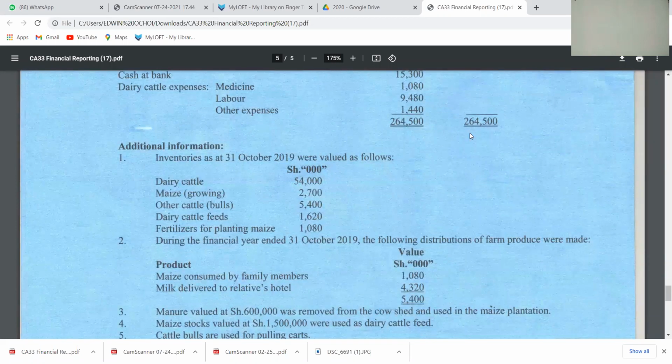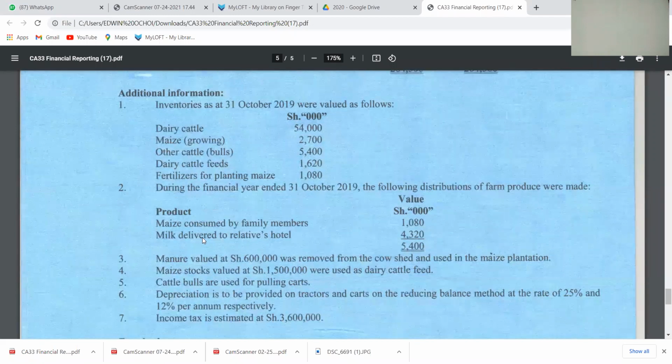Additional information. Number one, inventory as at 31st October 2019 were valued as follows. So we have the dairy cattle, the maize, other cattle, the dairy cattle feeds, and fertilizer for planting maize.